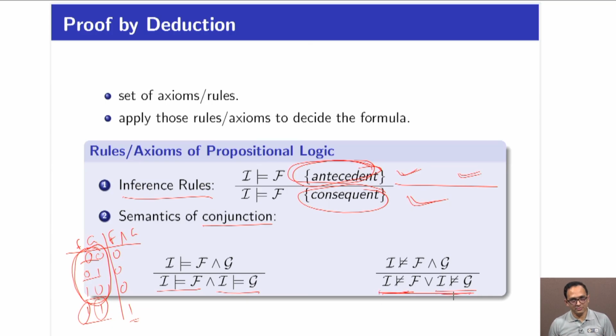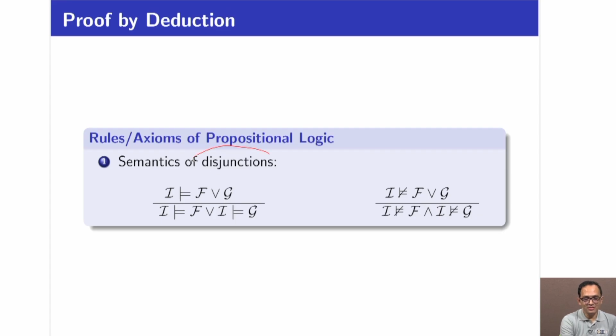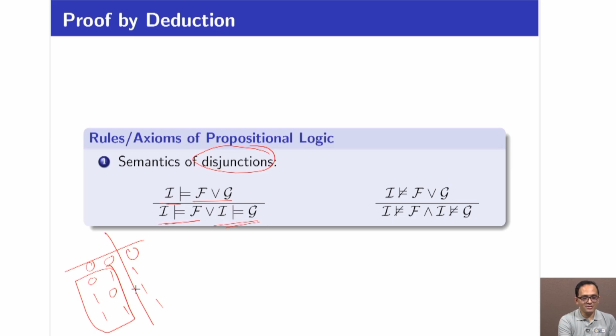Similarly, for the disjunction, if I say that the interpretation satisfies f or g, it means it is satisfying at least one of them. You can understand this also: 0 0, 0 1, 1 0, 1 1. If you take the OR, it is 0 here, and 1 1 1. You can see that under these scenarios the value is 1, so at least one of them is 1. So if the interpretation satisfies f or g, I can conclude it is satisfying at least one of them.